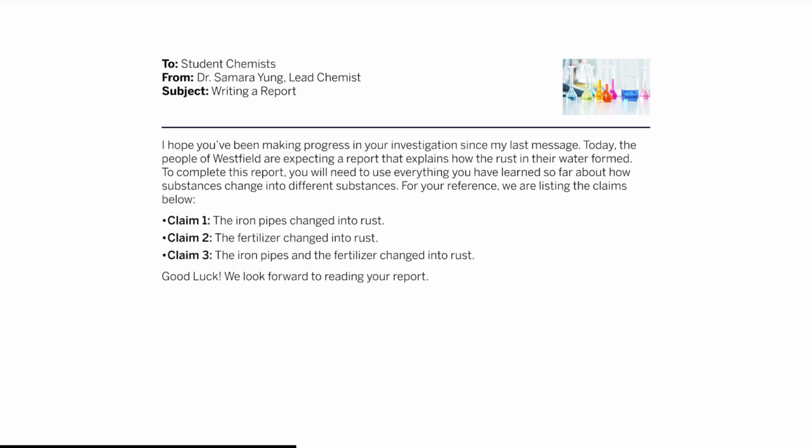Claim 1, the iron pipes changed into rust. Claim 2, the fertilizer changed into rust. Claim 3, the iron pipes and the fertilizer changed into rust. Good luck. We look forward to reading your report.